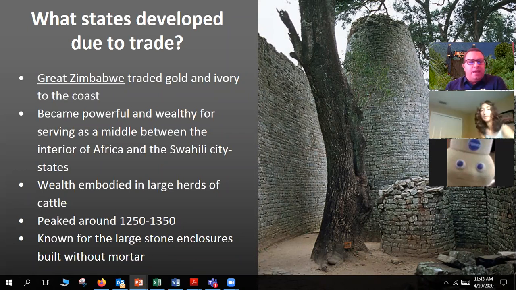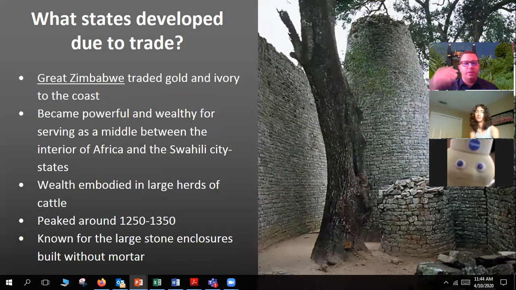Think of Great Zimbabwe as being this kind of intermediary city between what was available in the African interior and what was available on the coast. They sort of served as this centralized point where coastal traders could trade with the traders from the African interior. And if you lived in Great Zimbabwe, the way that you showed off your wealth was through cattle, large herds of cattle. The more cattle you had, the wealthier you were. The city was very much known for its stone enclosures that were built without any kind of mortar. They were literally just stacked up, and you can see that if you look at that photograph there.